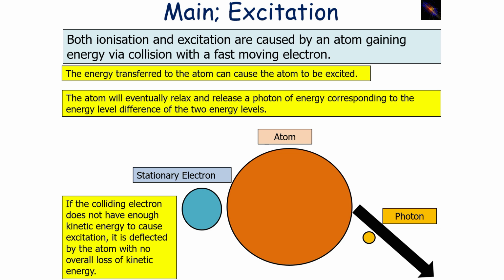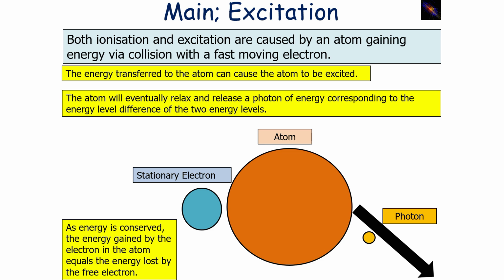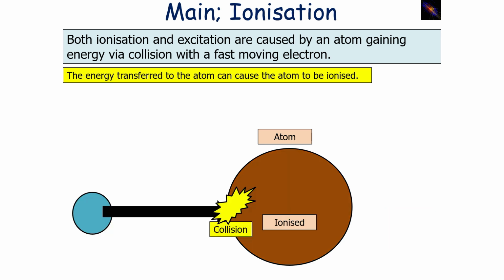Now, if the colliding electron does not have enough kinetic energy to cause excitation, it is deflected by the atom with no overall loss of kinetic energy, and an electron absorbs exactly the right amount of energy to move between the two levels after colliding with that free electron. And that contains the same energy or greater energy than that is required to change the levels. Now, as energy is conserved, the energy gained by the electron inside the atom is the energy lost by the electron colliding with the atom. So the free electron's kinetic energy after the collision is the same as it was before, minus the energy transferred, which is equal to the energy level difference inside of the atom.